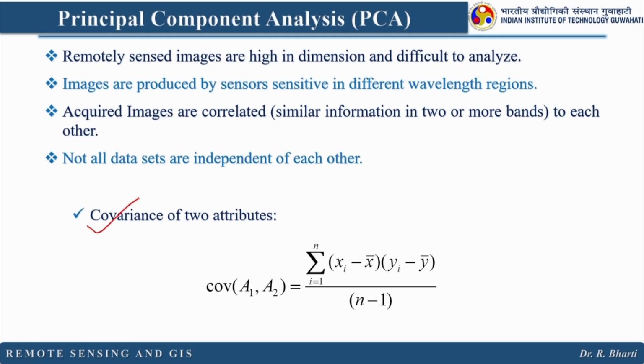So the variance you can calculate for one variable, right, but covariance can be calculated for 2 different variables, right. So if you have covariance, you can easily find out whether both the data sets are varying together or they are independent of each other. So that is the importance of this covariance here.